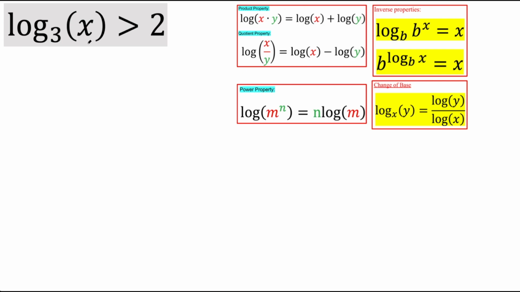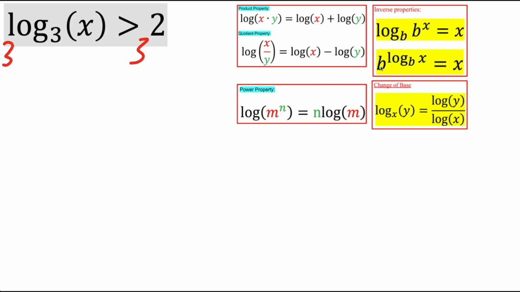So this right here is our first problem, and to solve these types of problems, we want to get rid of the log, and so we have to apply our log properties. More specifically, we have to apply the inverse property. If we want to get rid of the log base 3, we can do that using the inverse property. More specifically, we'll use this property right here. So what we're going to do is put a 3 right here, and we'll put a 3 right here. If you do it on one side, you have to do it on the other side.